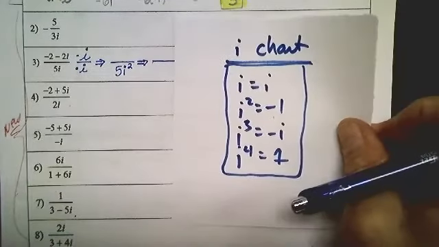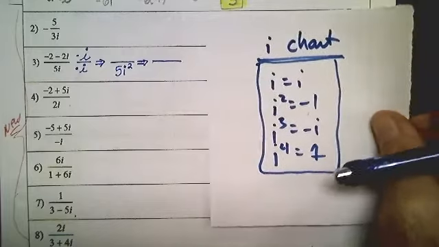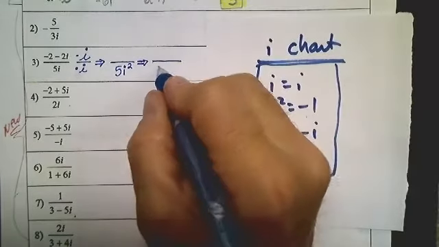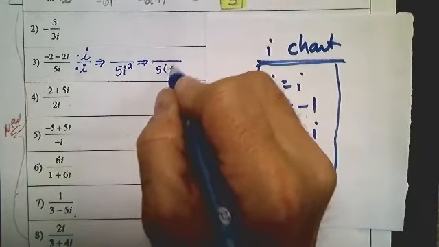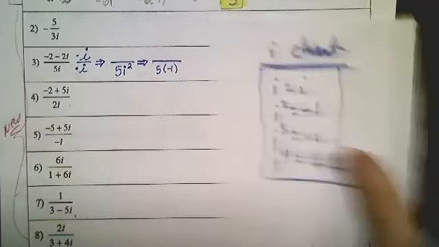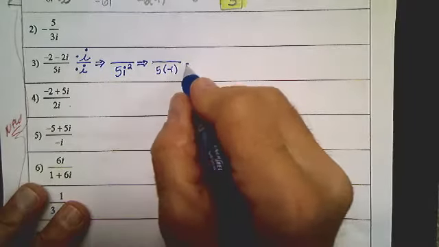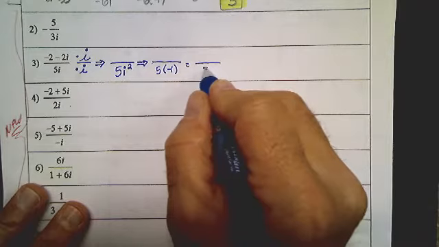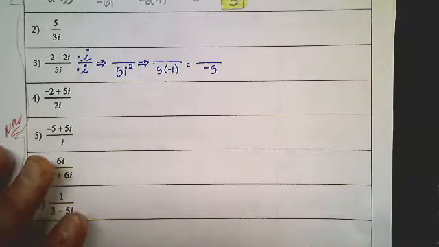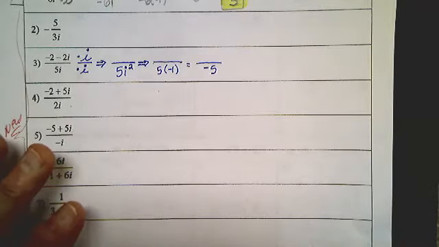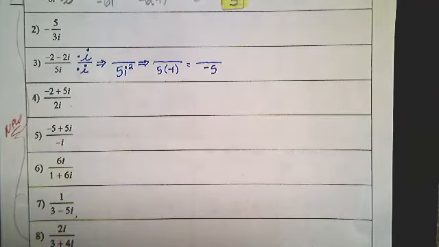Here's our i chart. i squared is -1, so this becomes 5 times -1. And that gives me a -5 on the bottom. I don't have an i on the bottom anymore. Now I work on the top.